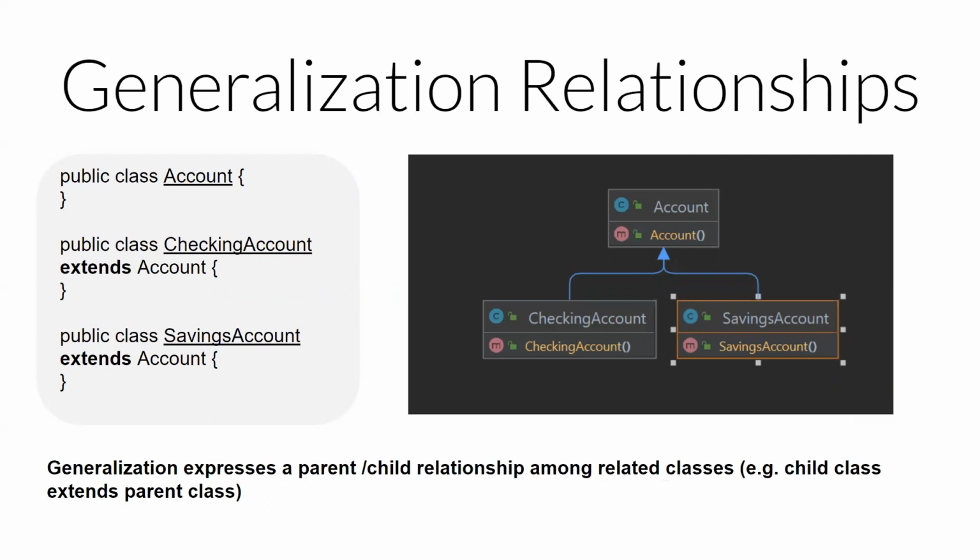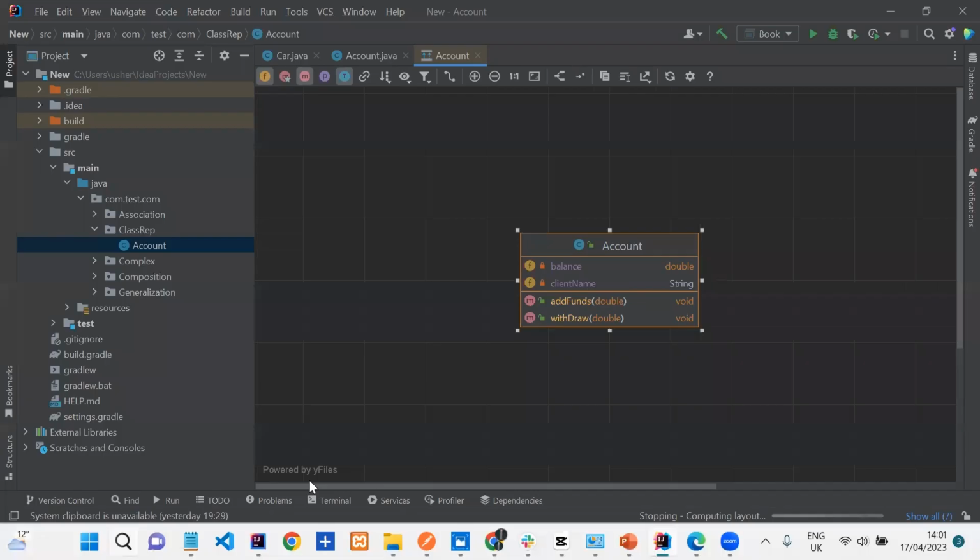Here is class Account, which is extended by two classes: CheckingAccount and SavingsAccount. And on the right side you can see the UML diagram of these classes. The generalization relationship expresses a parent-child relationship among related classes. The child class in that way extends the parent class.